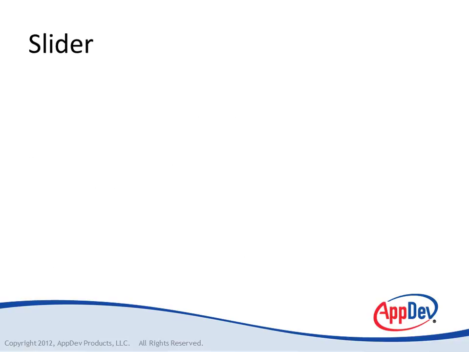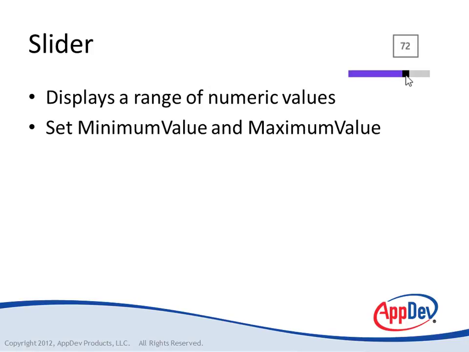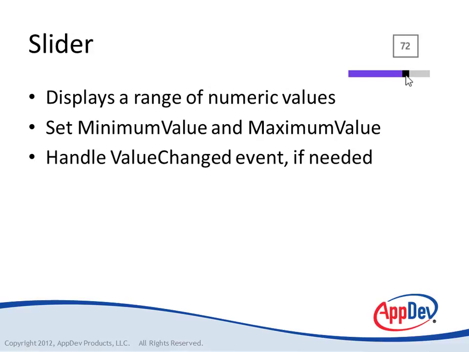Our next control is a slider. The slider looks something like this and allows you to display a range of numeric values. You can set the minimum value and maximum value properties for your slider, and you can handle the value changed event if you need to do something every time the user changes the value of the slider.